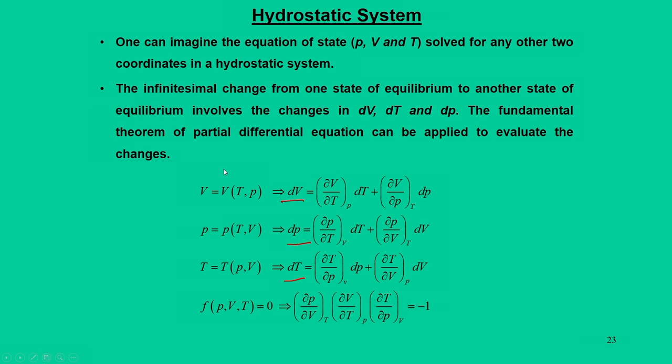Again, from the third relation, we can think that if f of pressure, volume and temperature equals 0, then we can have the reciprocal relations (∂P/∂V), (∂V/∂T) and (∂T/∂P), where in each case the temperature, pressure and volume respectively are held constant, and when we multiply them it becomes minus 1. So, we are going to use these four relations exhaustively in all our subsequent derivations.